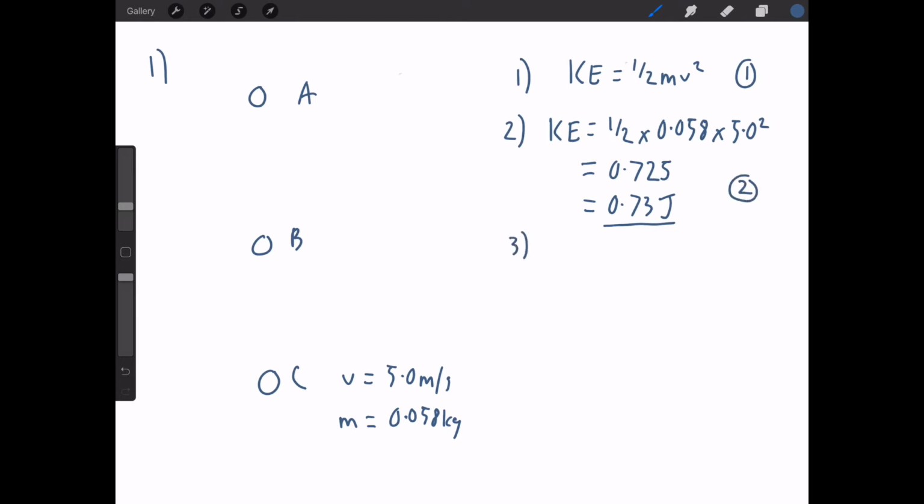Part 3. At position A, the tennis ball is at maximum height. What is the gravitational potential energy of the tennis ball at position A, ignoring the effects of air resistance? So at position A, the KE has been transferred to mgh, i.e. all the kinetic energy has.